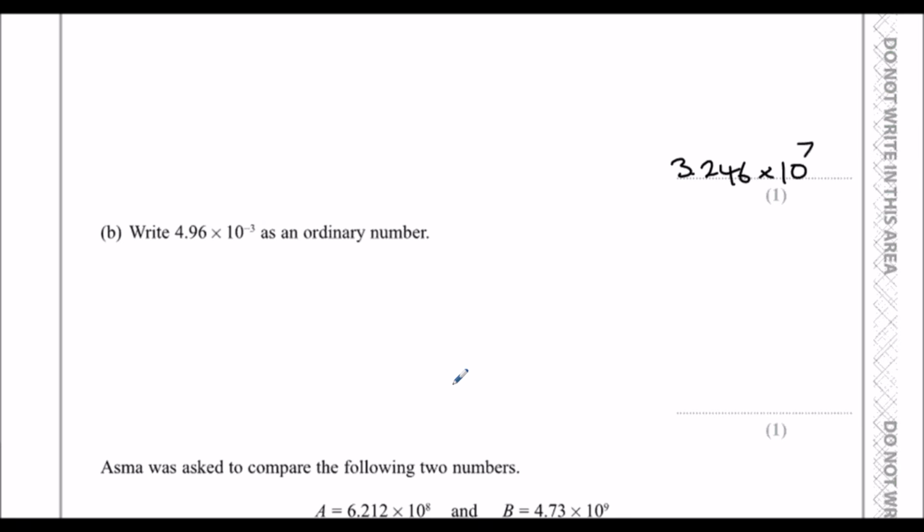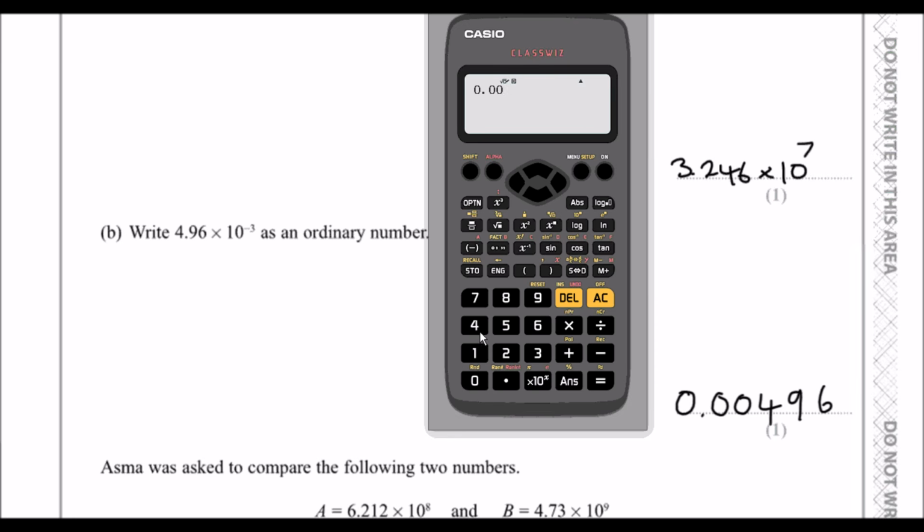Part B, write 4.96 times 10 to the power of negative 3 as an ordinary number. So when we've got a negative power, that means we're dividing by 10. So it's 4.96 divided by 10 3 times. So that's 0.00496. I've got 3 zeros here and the power's negative 3. And again, check the answer by typing the answer into the calculator, and we get 4.96 times 10 to the power of negative 3.